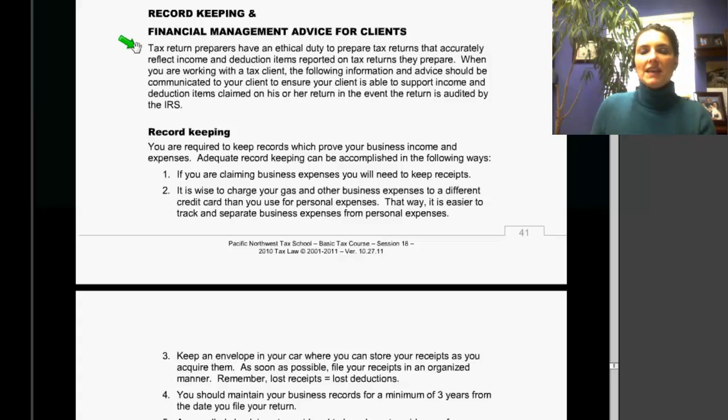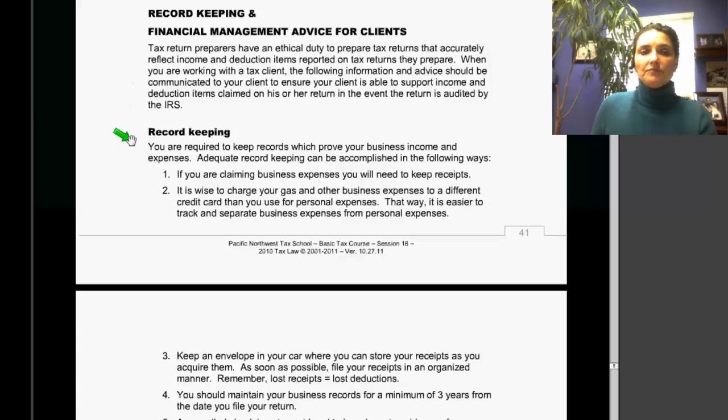Tax return preparers have an ethical duty to prepare tax returns that accurately reflect income and deduction items reported on the tax returns they prepare. When you are working with a tax client, the following information and advice should be communicated to your client to ensure that your client is able to support income and deduction items claimed on his or her return in the event that the return is audited by the IRS.